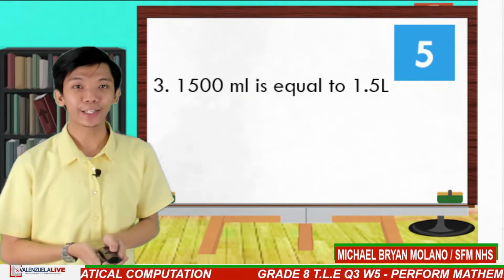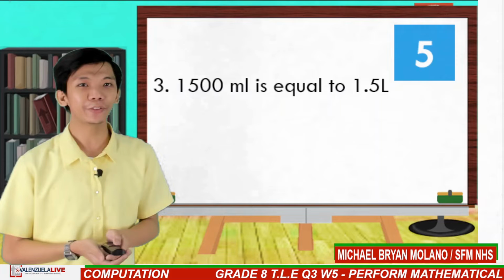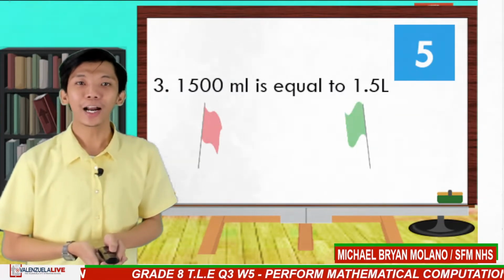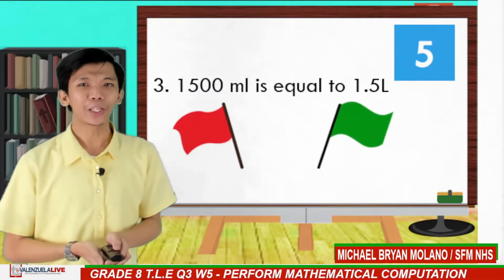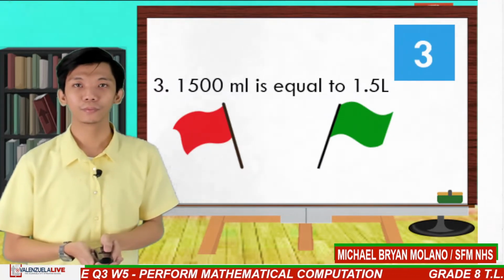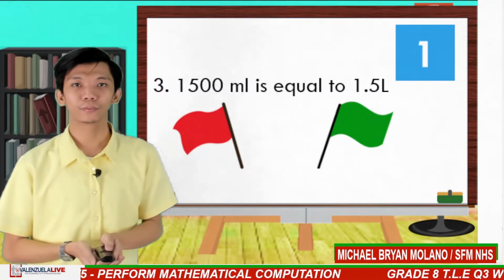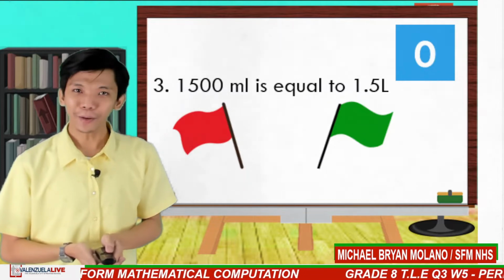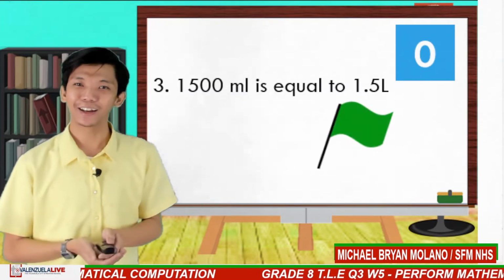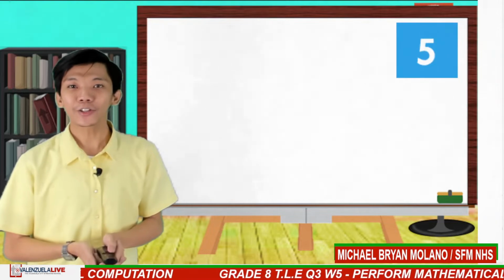For number 3, 1,500 milliliters is equal to 1.5 liters. Is it a green flag or a red flag? Please comment below. Time's up. If your answer is green flag, then awesome.